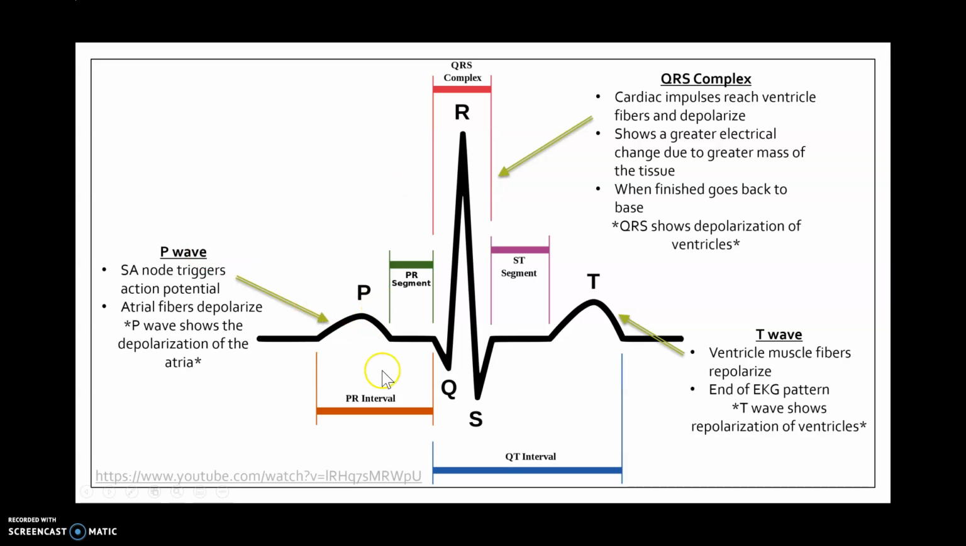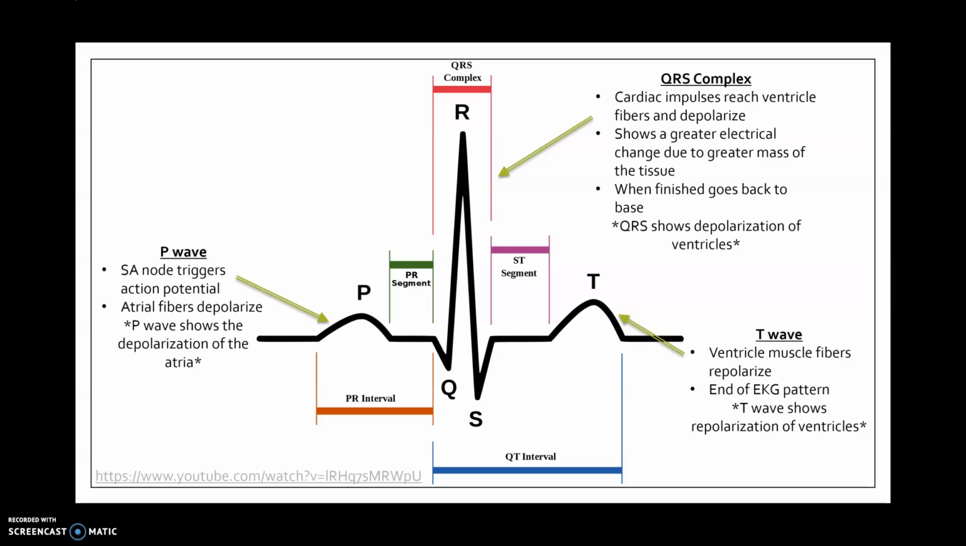So remember, our P wave is the depolarization of our atria. Our QRS complex is going to be the depolarization of our ventricles. And then our T wave is going to show the repolarization of our ventricles. There is quite a few other things on here. I don't want you to worry about those. I just want you to remember the different waves and complexes that we see here. I also do want to recommend that you take a look at this YouTube video that I have linked. It gives a really nice detail of what's happening in reading that EKG.